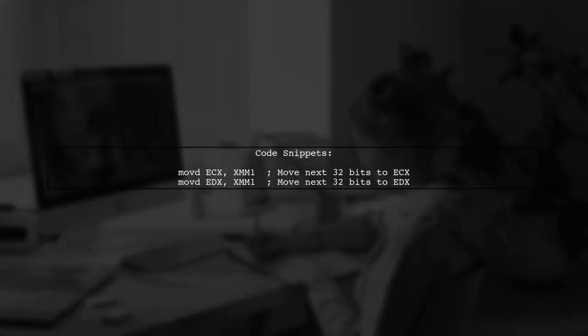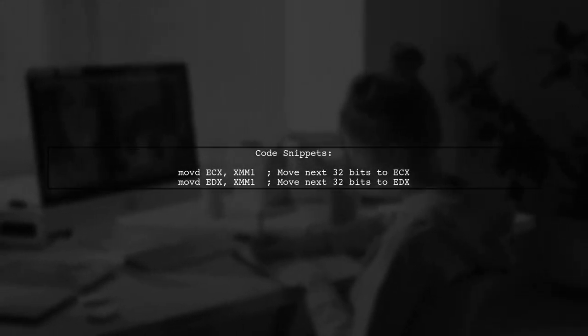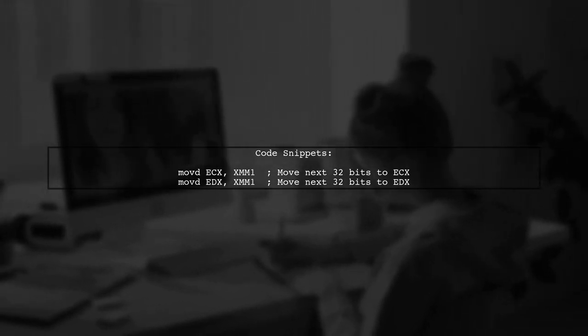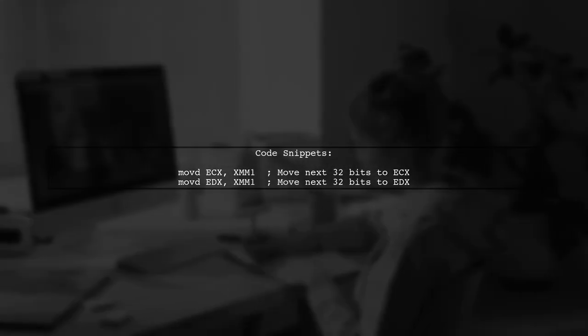Now let's look at moving the same 128-bit value into 4 32-bit general purpose registers. For the first 32 bits, we use movd eax, xmm1. This moves the lowest 32 bits into EAX. Next, we move the next 32 bits into ECX with movd ecx, xmm1. Then we continue with movd edx, xmm1 for the next segment. Finally, we move the last 32 bits into ESI using movd esi, xmm1. This completes the transfer of the 128-bit value into 4 32-bit registers.